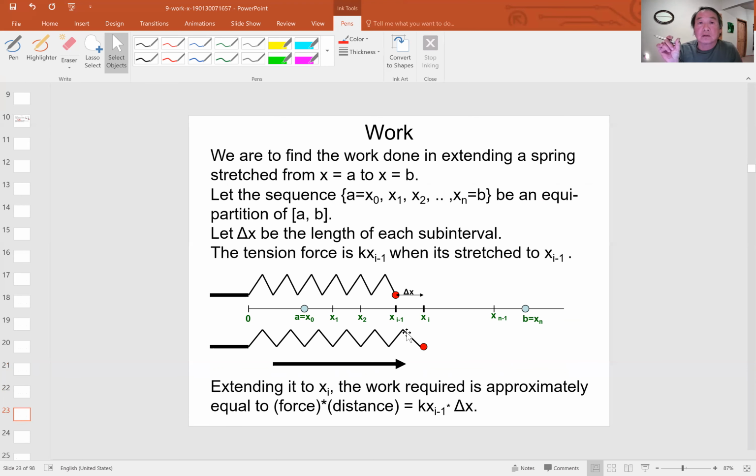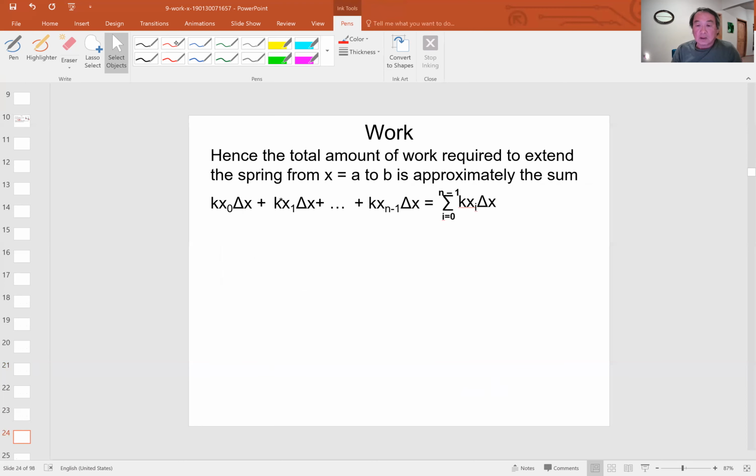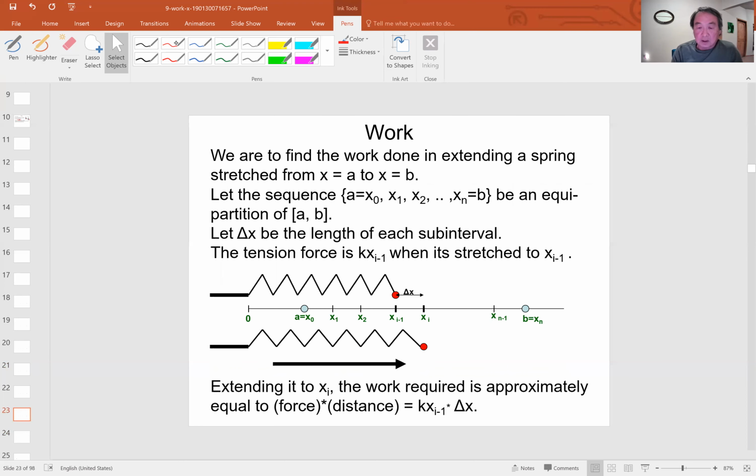That little piece of work, I call it delta W, which is the force times the distance. So this I should call delta W in particular, the small amount of work I need to do to make it progress from i minus 1 to point i, for this particular expression.